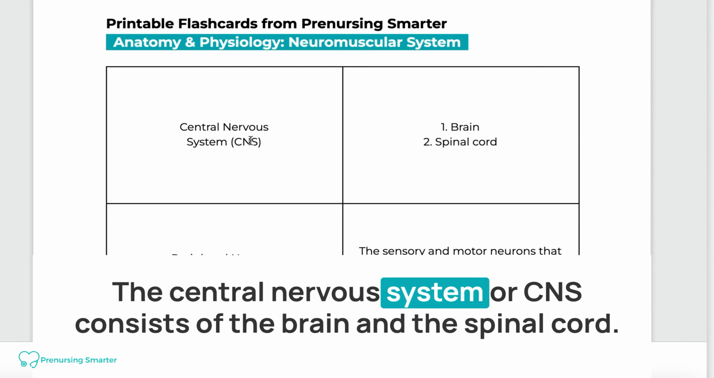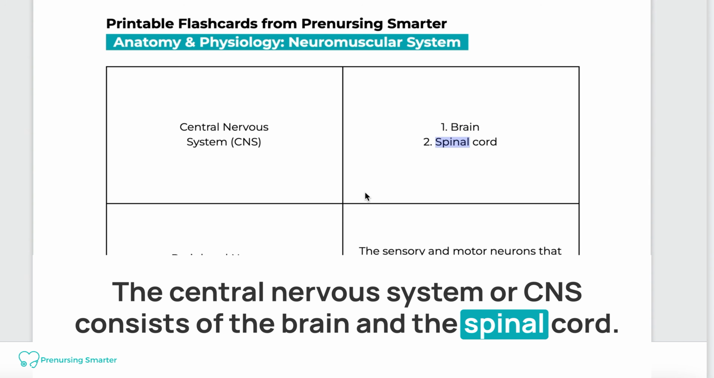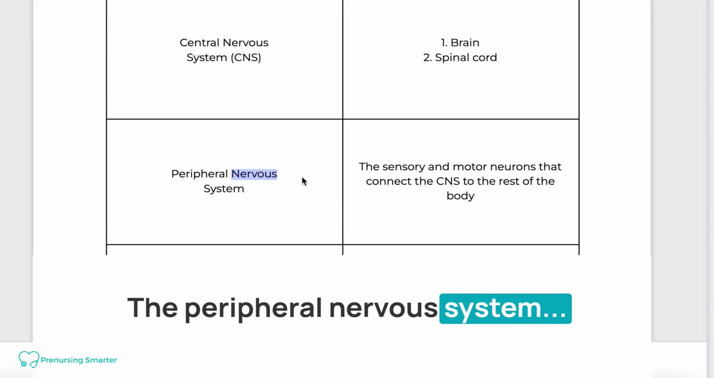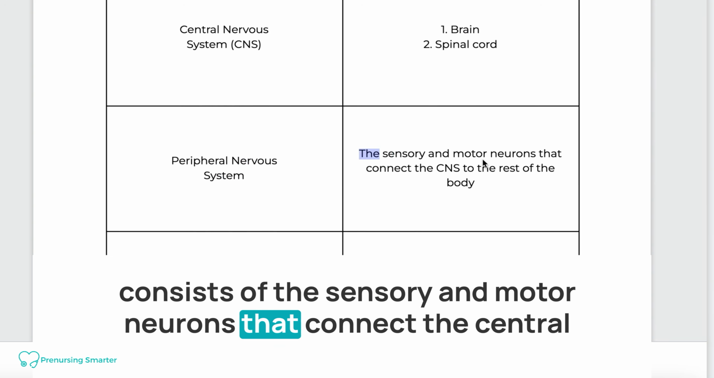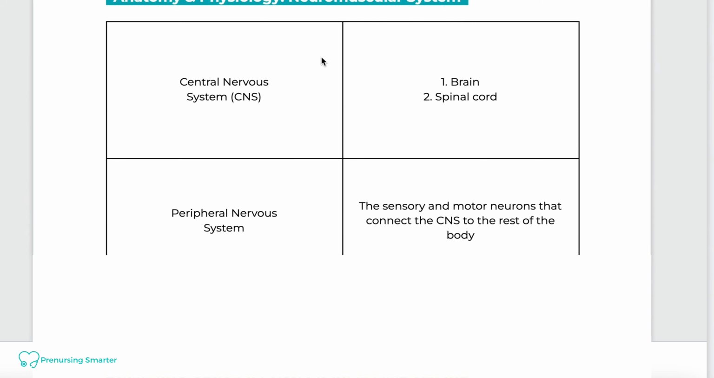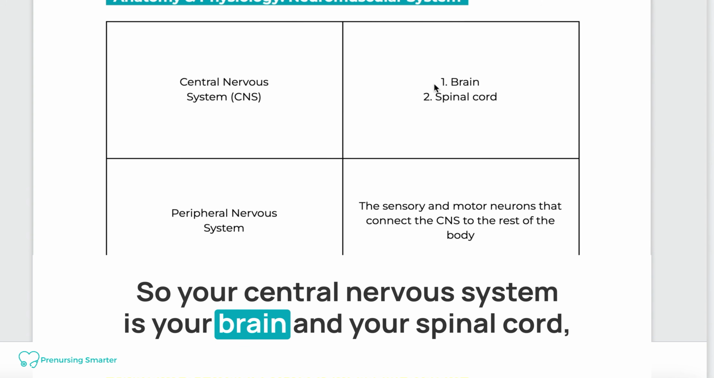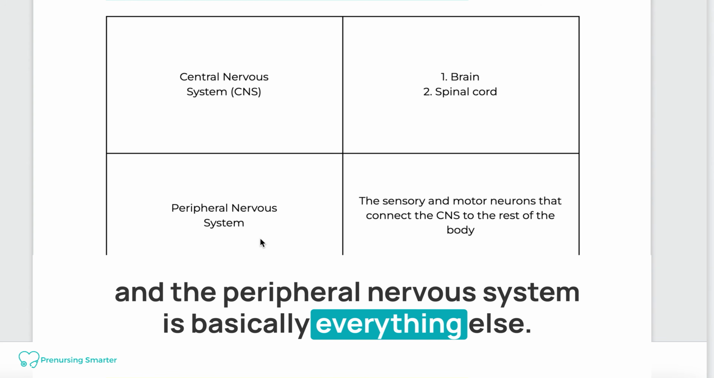The central nervous system, or CNS, consists of the brain and the spinal cord. The peripheral nervous system consists of the sensory and motor neurons that connect the central nervous system to the rest of the body. So your central nervous system is your brain and your spinal cord, and the peripheral nervous system is basically everything else.